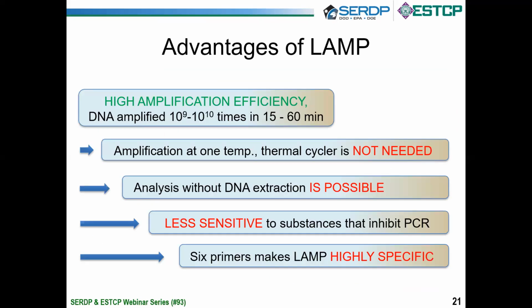So some advantages of LAMP, why we selected this method for the work. It has a high amplification efficiency, with the product being generated quickly, so this can reduce reaction times. Probably the most important advantage is that amplification occurs at one temperature, unlike quantitative PCR, which cycles through different temperatures. And because of this, an expensive thermal cycler is not needed. Also, analysis without DNA extraction is possible. LAMP can be less sensitive to substances that inhibit qPCR. And lastly, the assay involves 6 primers and therefore has a high level of specificity.